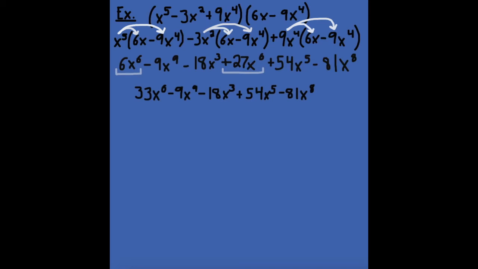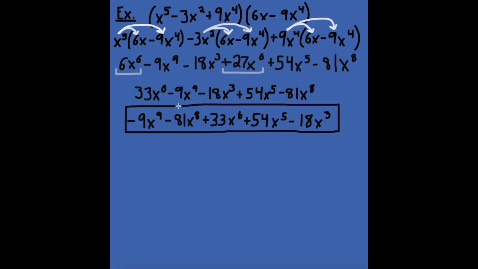If you would like to, the common convention is putting the term with the highest degree first and the term with the lowest degree last. Therefore, by convention, the answer is negative 9x to the ninth minus 81x to the eighth plus 33x to the sixth plus 54x to the fifth minus 18x to the third. The term with the highest degree, which in this case is negative 9x to the ninth, is first, and the term with the lowest degree, which is negative 18x to the third, is last.